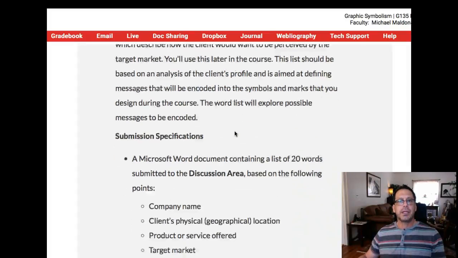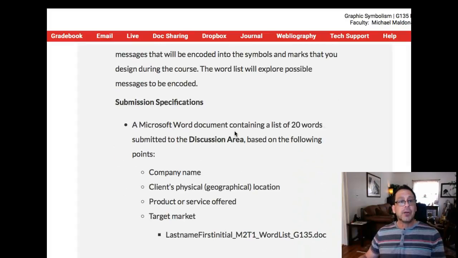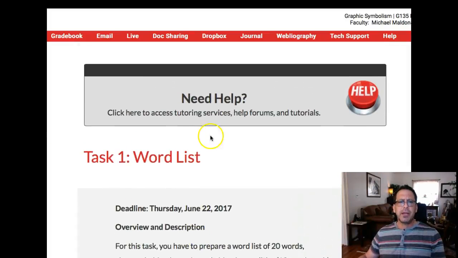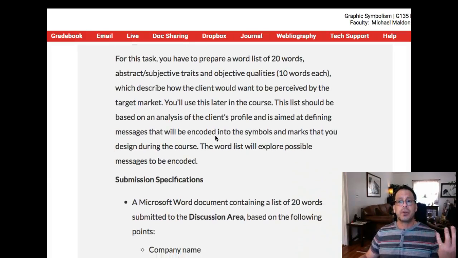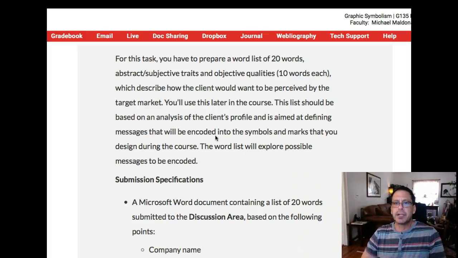Okay, so we are in Milestone 3. Welcome to Milestone 3. I'm going to do a real quick review of Milestone 2. In Milestone 2, Task 1, we had our word list of 20 words. Those 20 words consist of 10 abstract subjective traits for your client and 10 objective qualities. Remember, I used the Nike example to illustrate the difference between objective and subjective and how we determine the difference between those two. Objective being based on fact, subjective being based on opinion.